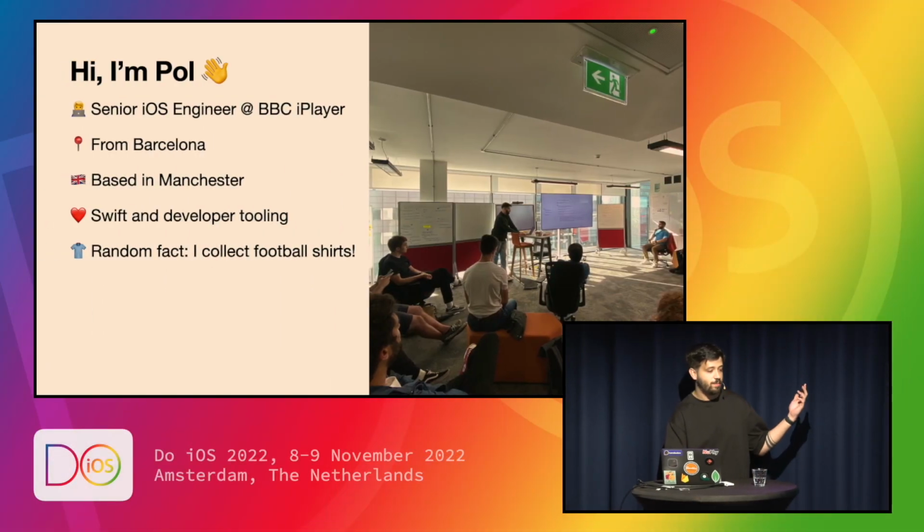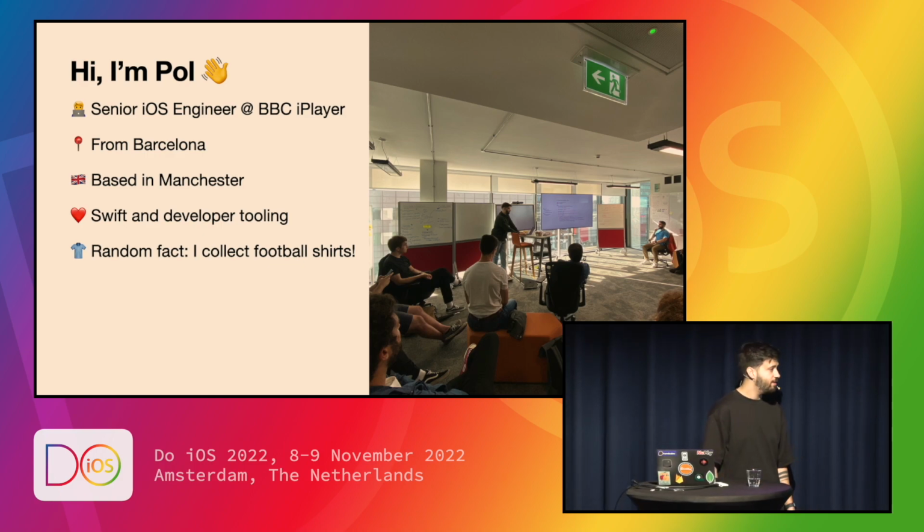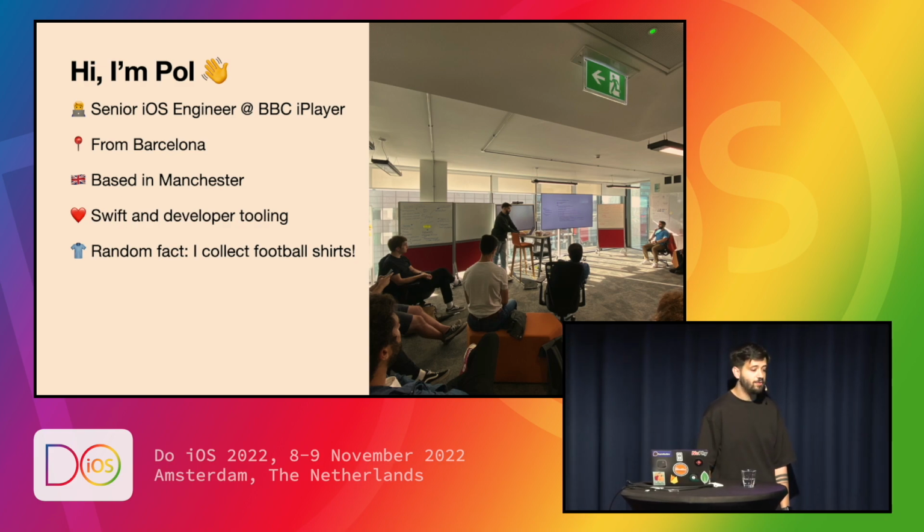So before we get started, my name's Paul. I'm a senior iOS engineer at BBC iPlayer. As Jeroen said, I'm from Barcelona, but I'm based in Manchester. I've lived in the UK for the past 8 or 9 years. I love Swift and developer tooling. I like the compiler side of things and CI and all that sort of stuff.